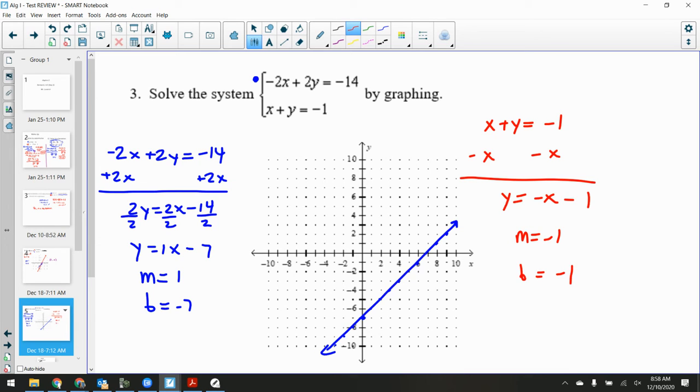The y-intercept is also negative 1. So I go down and to the right. And look, it intersects right there. So here is my coordinate. Looks like it's 3, negative 4. Questions about that?